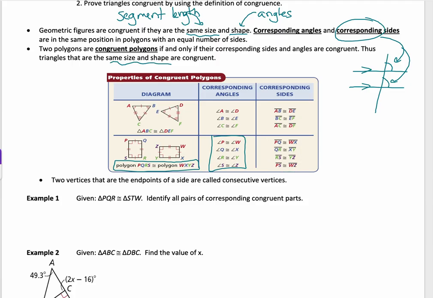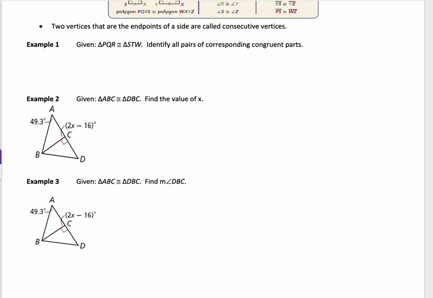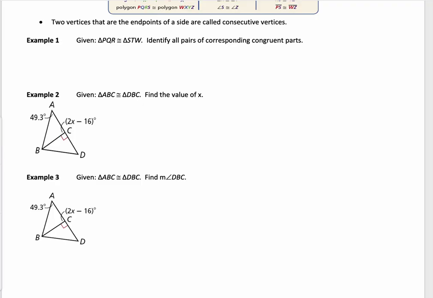So come down to this first example here. And it says given, right? And what we're given here is a congruence statement. That's what we call this, a congruence statement. Write that. It says identify all pairs of corresponding congruent parts. So this is an important skill. If we're going to prove that these 2 triangles are congruent, we need to identify which pairs of angles match up and which pairs of sides match up. So let's start with the angles, okay? So I might say angles.